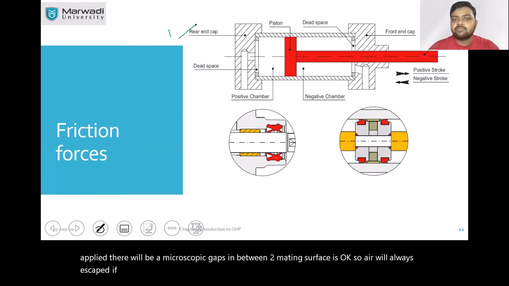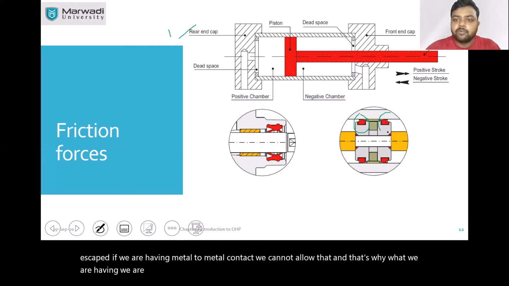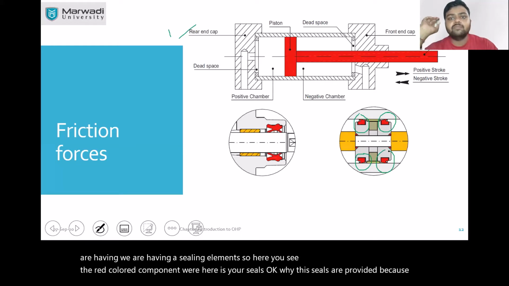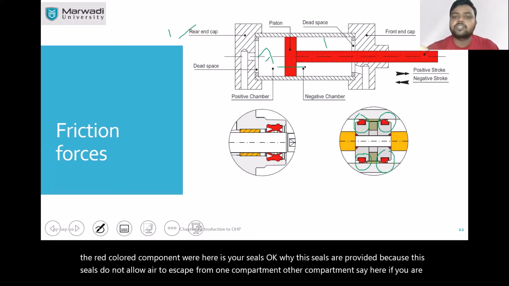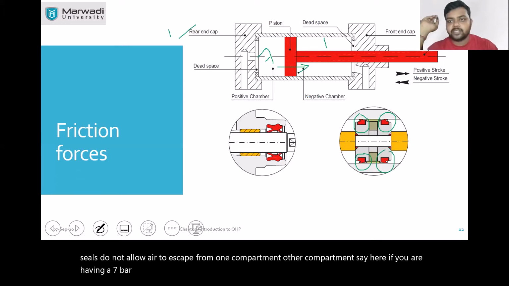Okay, and that's why we have the sealing elements. Here you see the red colored component is your seals. Why are the seals provided? Because the seals do not allow air to escape from one compartment to the other. See here, if you have 7 bar pressure here and 1 bar pressure over here, the generation of force is purely dependent on the pressure difference.